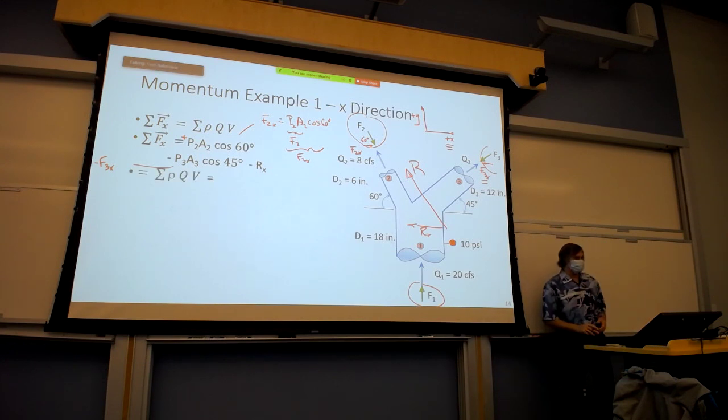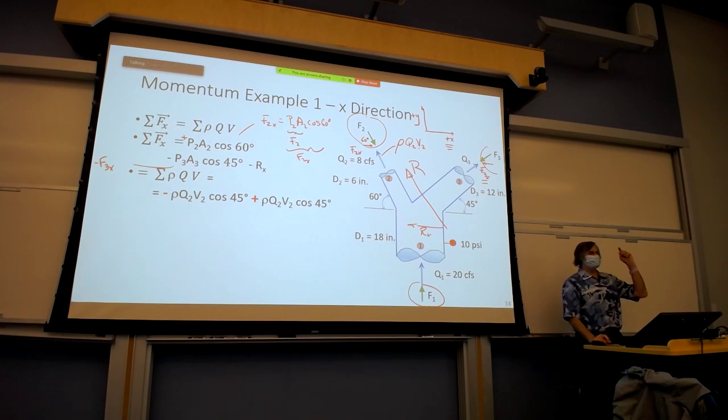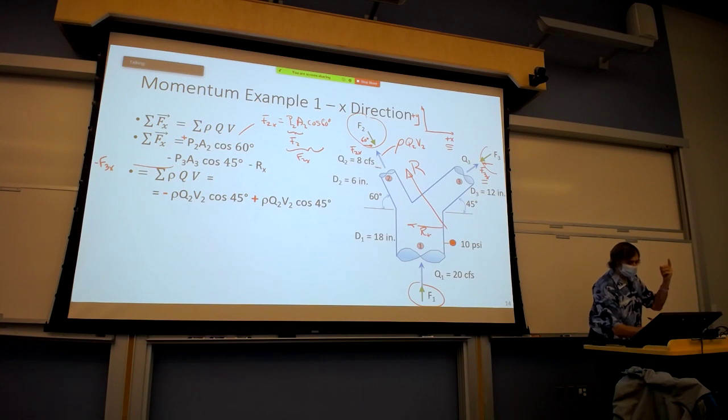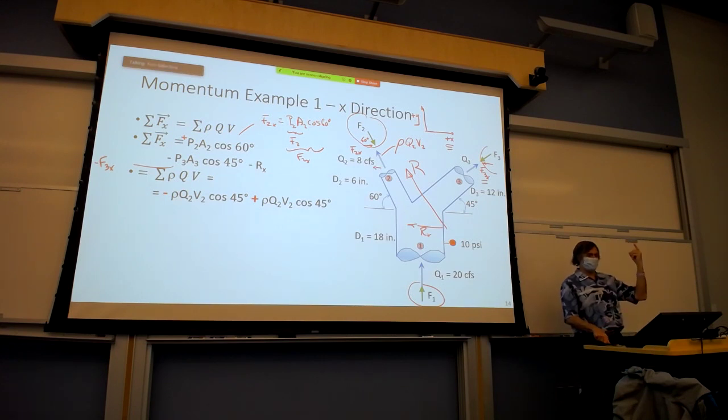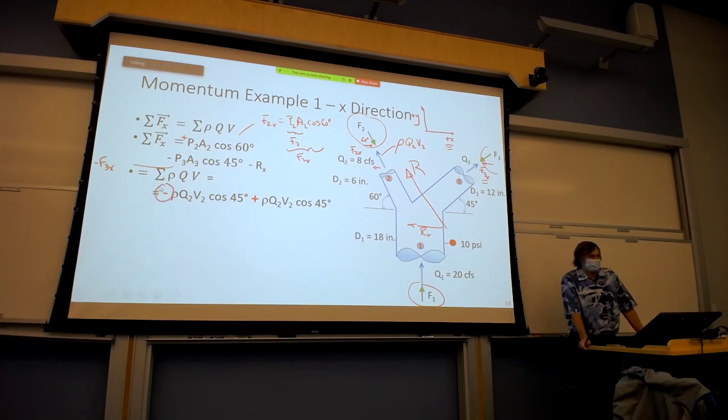So for the rho QV terms, we've got the first term, rho Q2 V2 cosine 45. So here at location 2 is rho Q2 V2. Is it entering or leaving the control volume? It's leaving. That's a positive sign. Look at the velocity vector. The velocity vector for that flow is in the negative x direction. Positive times a negative is a negative. That's why you see the negative sign in front of rho Q2 V2 cosine 45 degrees.